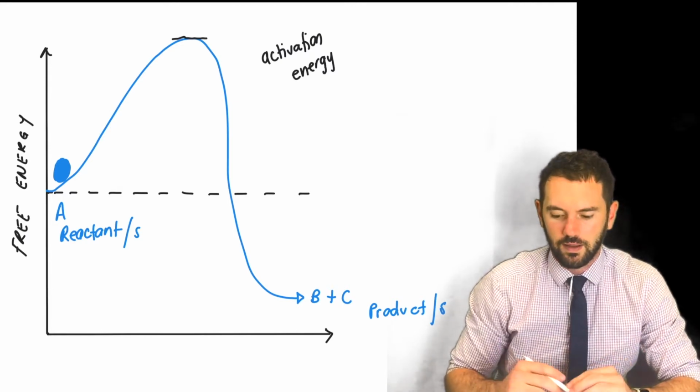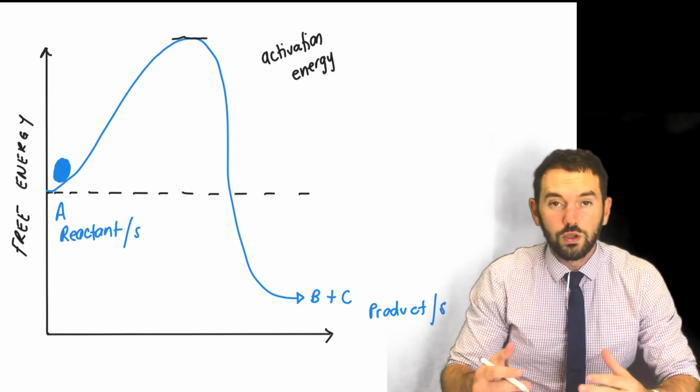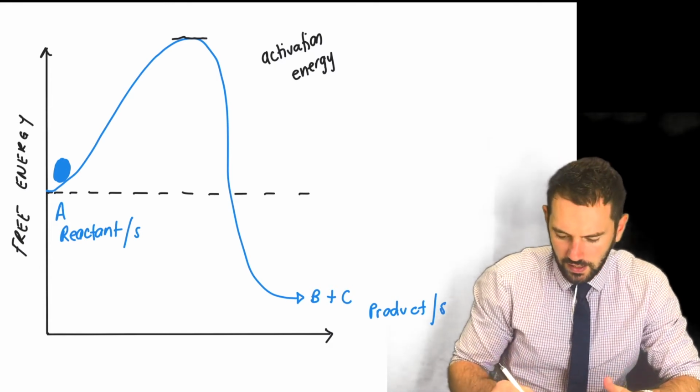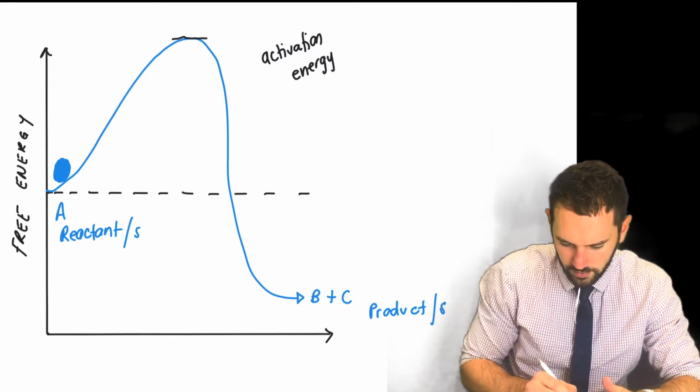That's where enzymes come in. So enzymes will lower this activation energy. So enzymes will create a curve. Oops, that was horrible.